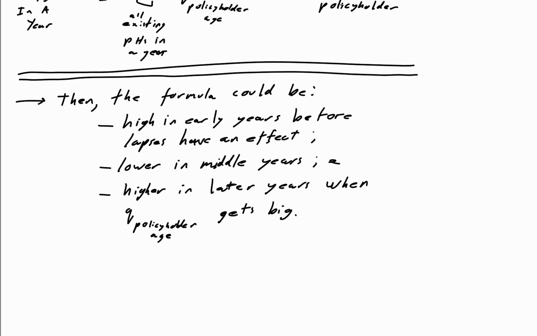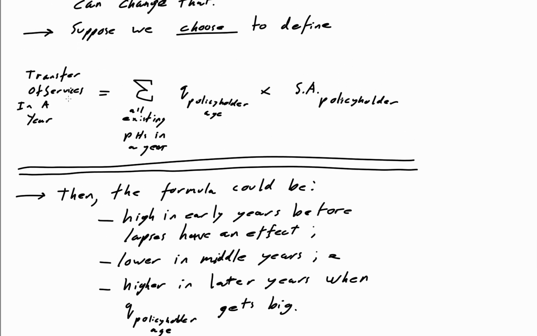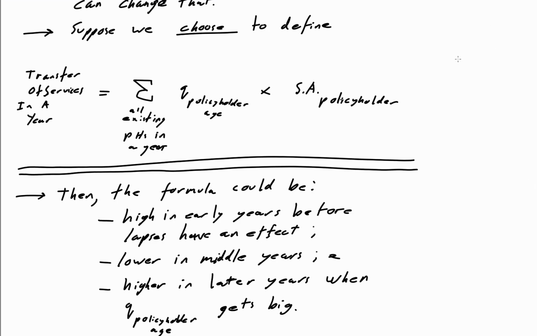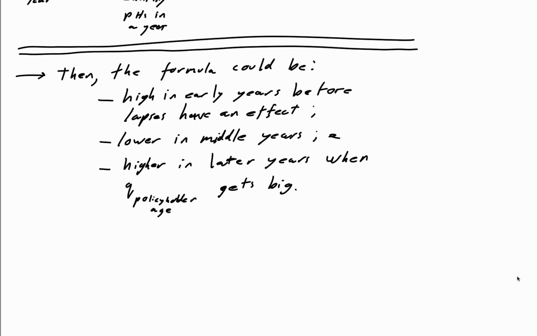So this transfer of services in a year could be high early on when you're summing over basically all the policyholders you ever took on, maybe lower in the middle once the lapses have started to take an effect, and maybe bigger later on. Even though lots of people have lapsed, maybe the Q is really, really big and that adds up to a large number. This isn't necessarily correct for your particular contract or group of contracts, but you could imagine ending up with this kind of shape for the result of this calculation. So let's suppose that this is what happens.